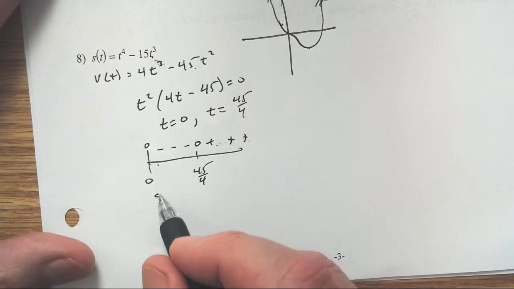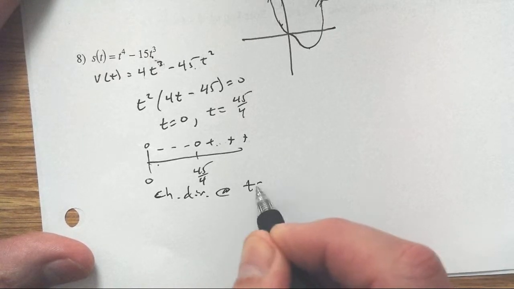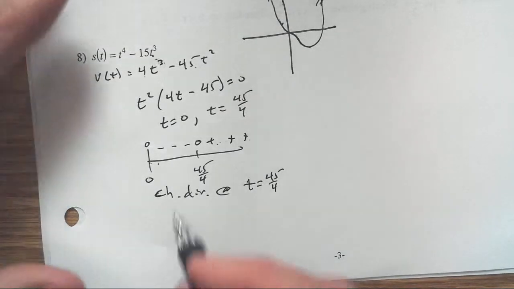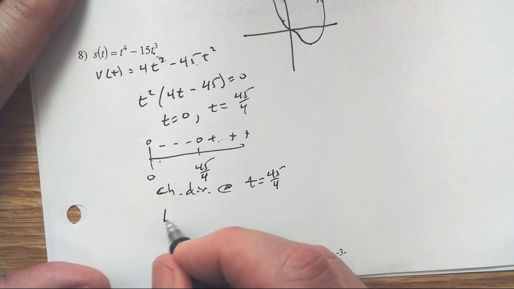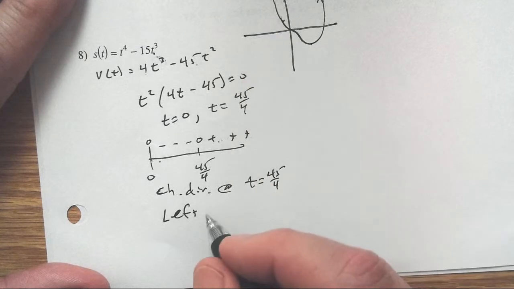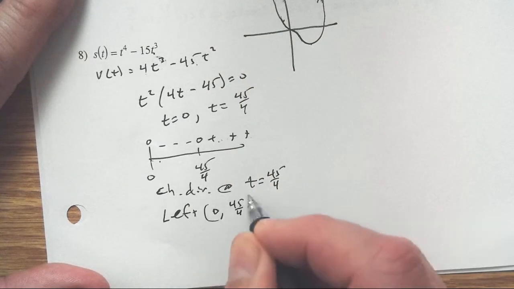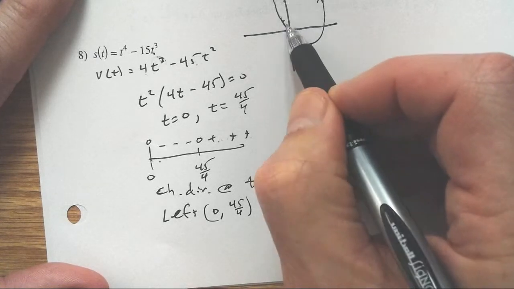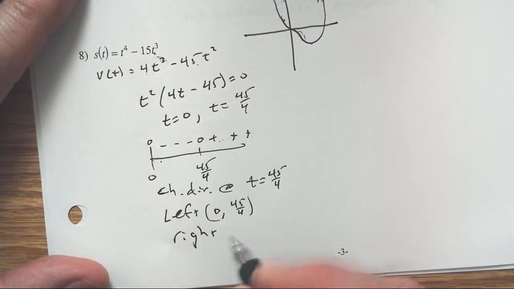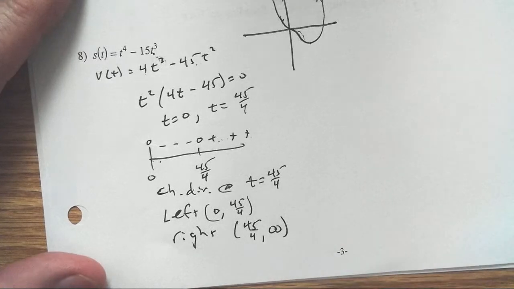So our squirrel changes directions at t equals 45 fourths, seconds, minutes, whatever our unit is, and then we are moving left when the graph is decreasing, the position is decreasing from 0 to 45 fourths. Now I understand we're moving left all this time as we're going down, but we're only interested in 0 on, and we're moving right from 45 fourths forevermore.